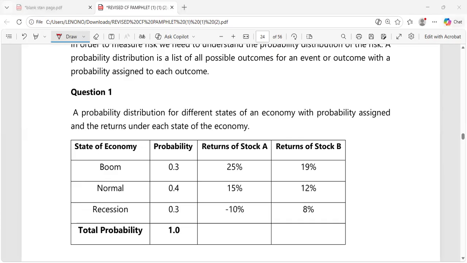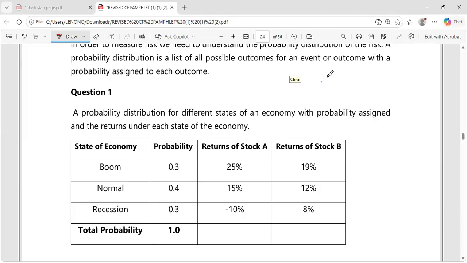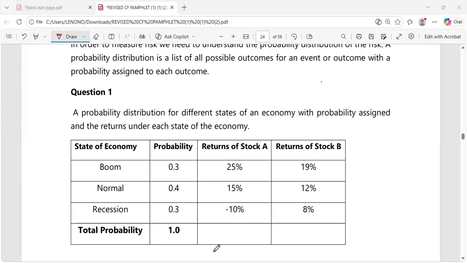Madam Melissa, what does the question say? You can read for us. Question one. Can you hear me? Sorry. Yes, I can. Okay, perfect.